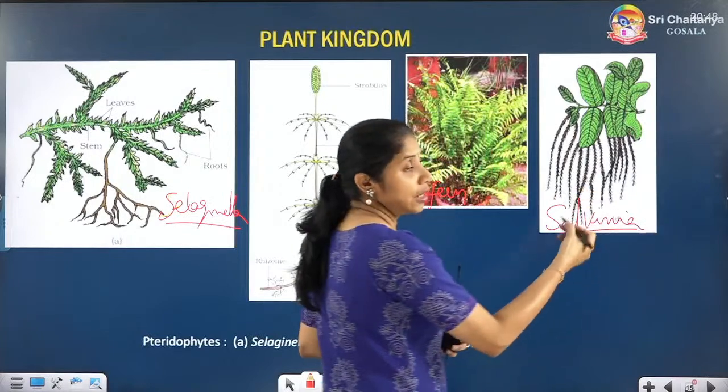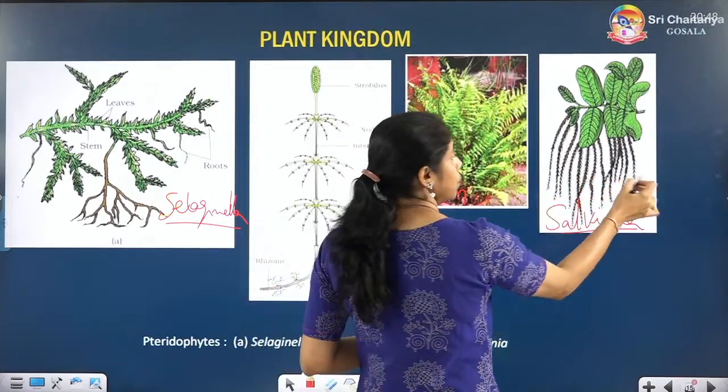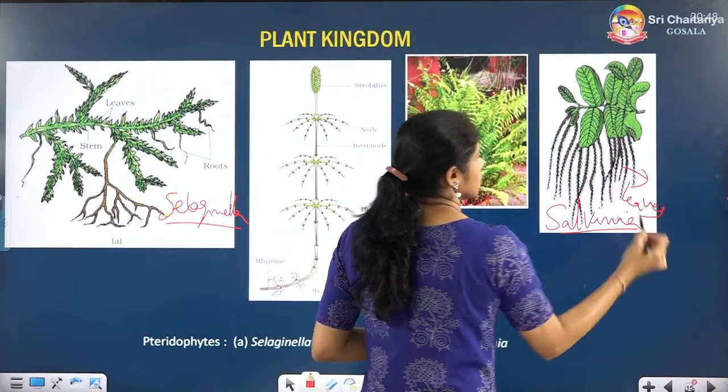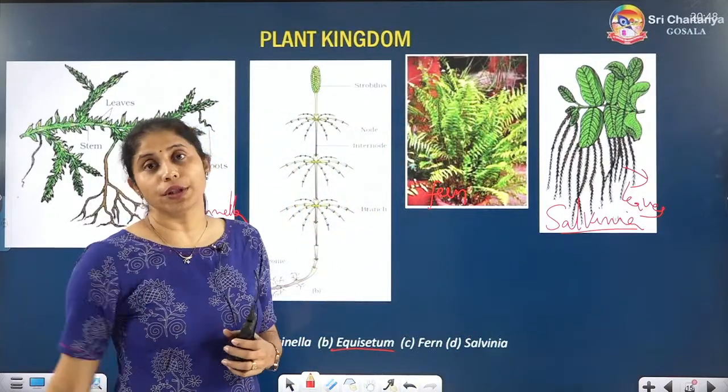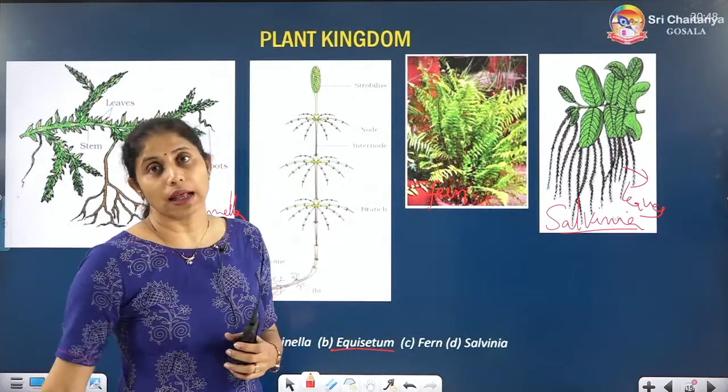See, you might be thinking that these are all roots, but these are not roots, these are all leaves, which are in the water. Those hanging leaves will be there, not roots. Roots are absent in Salvinia.